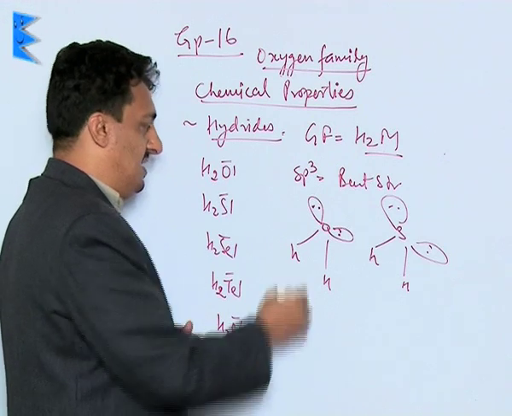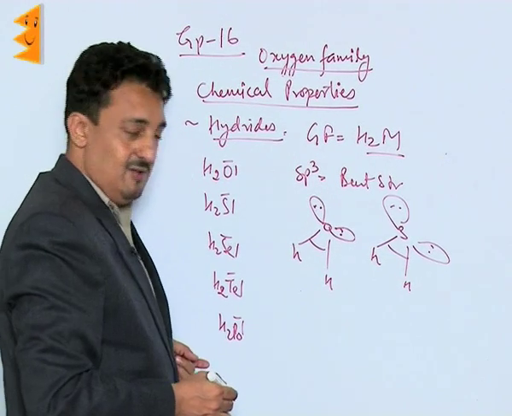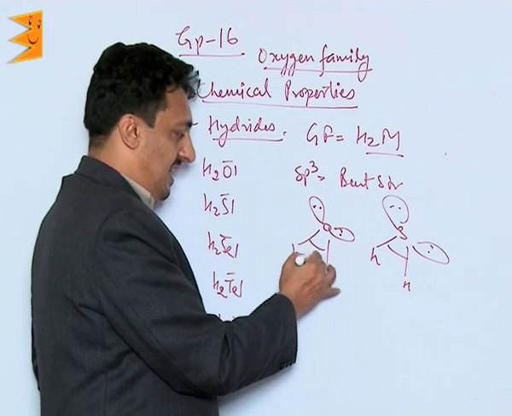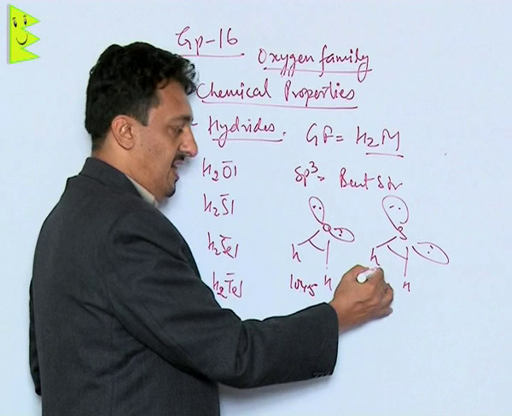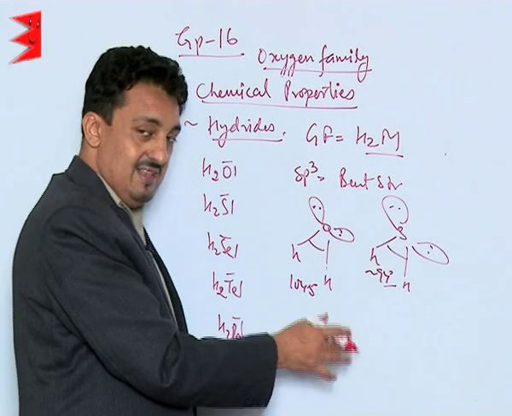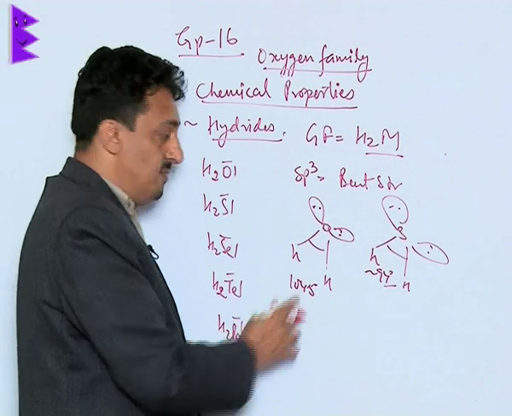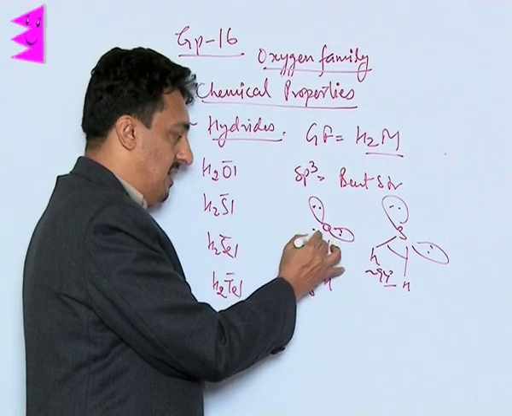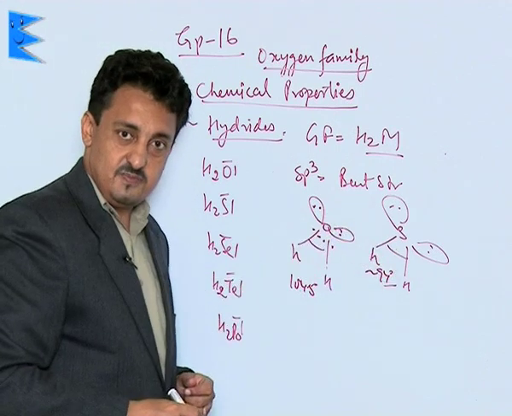Then if we compare their bond angles, what we find is that bond angles decrease drastically down the group. In case of water, we know it's 104.5 degrees, and for the others it goes down to near 94 degrees. The reason is that as the electronegativity of the central atom decreases, the bond pair repulsion decreases. So that's why the bonds have come closer to each other.